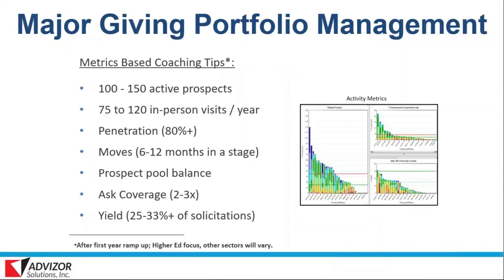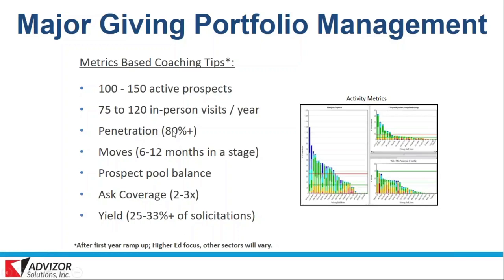So let's look at an example here. This plays into other major giving metrics, and we've done a bunch of talks on this. But for a major giving team, you want to have so many prospects, and that needs to be balanced against the ability to actually get to them and move them. You want to have so many visits. This concept of penetration is if you have 100 prospects, you should connect with at least 80% of them in a year. It's never going to be 100 because some of them will qualify out, and that's fine. There'll always be churn in part of the portfolio.